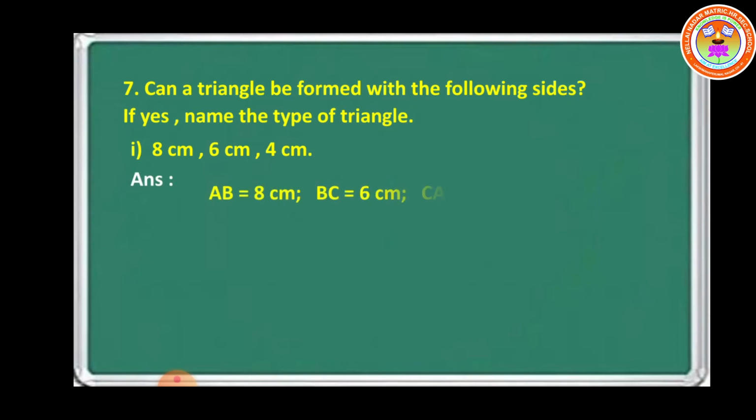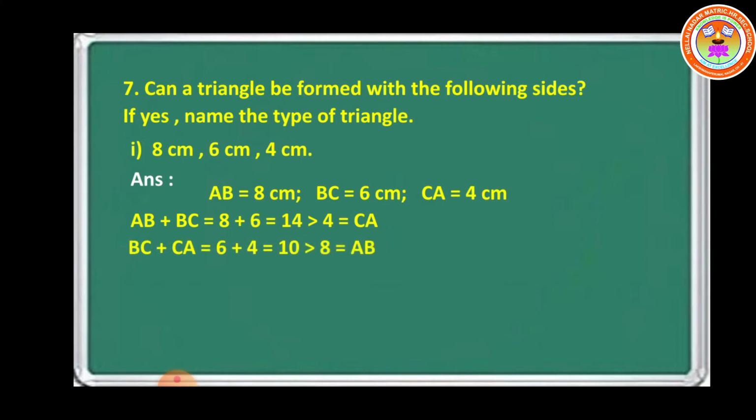First one, let us take the sides AB equal to 8 cm, BC equal to 6 cm and CA equal to 4 cm. Now let us check AB plus BC is greater than or less than CA. So first AB plus BC equal to 8 plus 6 which is equal to 14. 14 is greater than 4, which is CA.